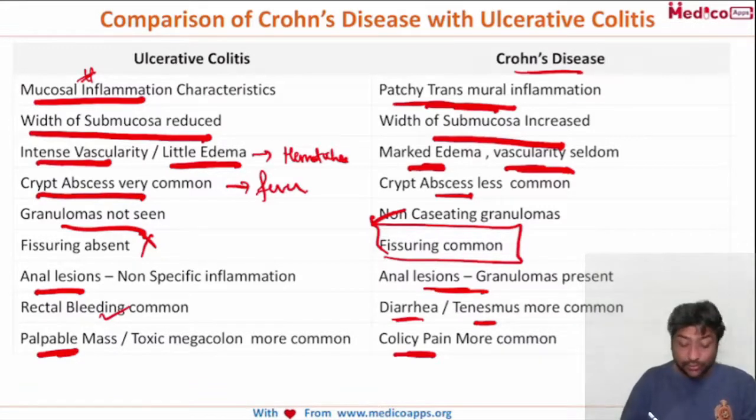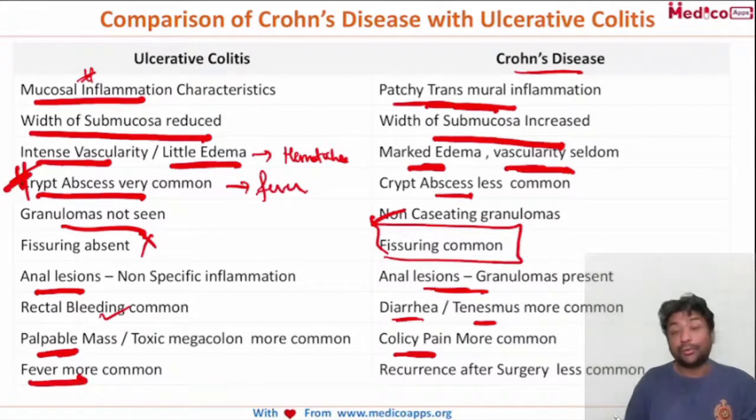And remember, as I've told you, that crypt abscess is more common here. It will present more commonly with fever, and it generally reoccurs after surgery, but here reoccurrence is very less common after surgery. So these are important different comparison points between your Crohn's disease and ulcerative colitis.